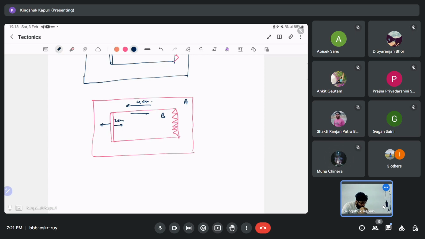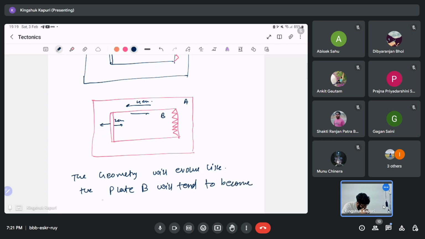Yes sir. Now, the geometry will evolve, like the plate B will tend to become larger with time, okay? Because A is subducting at a rate of 4 centimeter per year, and on the other hand the plate B is also moving at a rate of 4 centimeter per year with respect to A, but the creation of the mid oceanic ridge is 2 centimeter per year. What will happen?